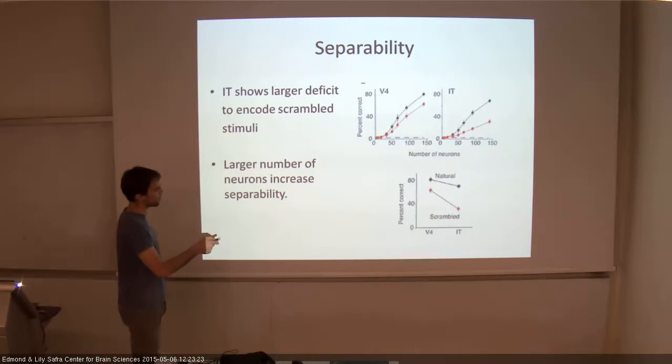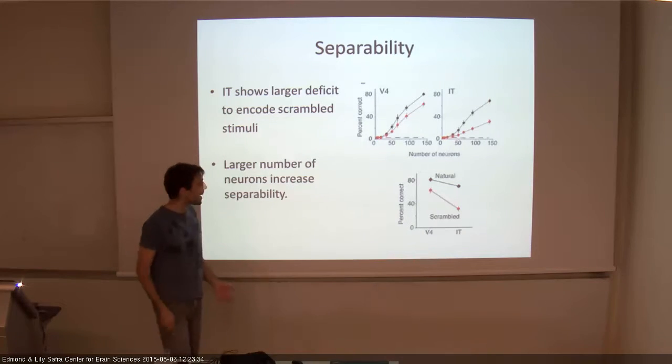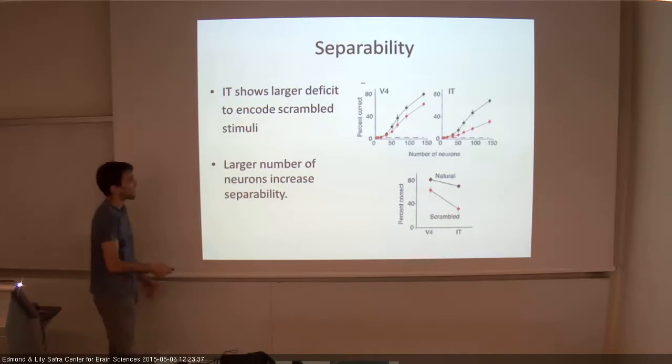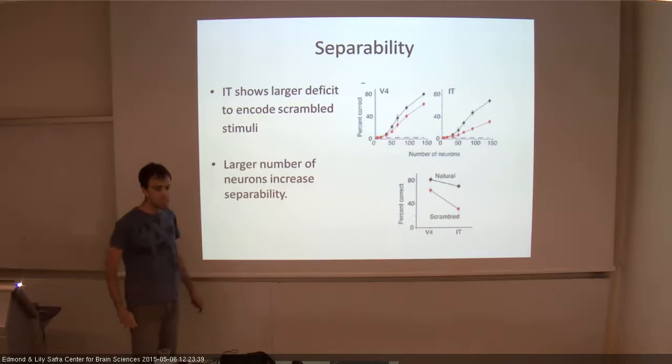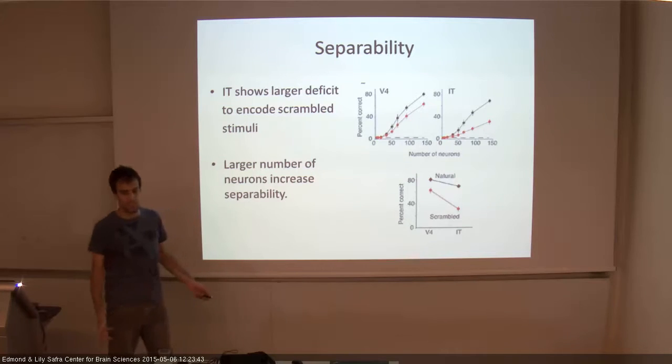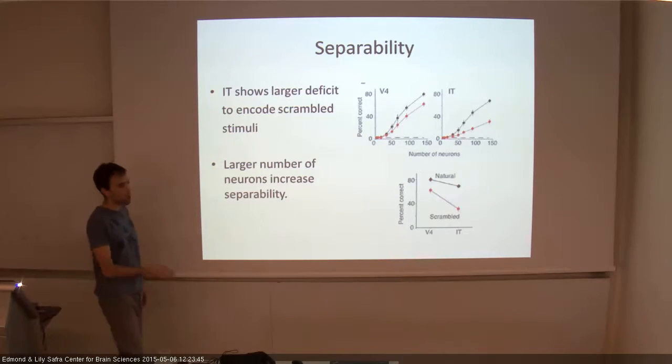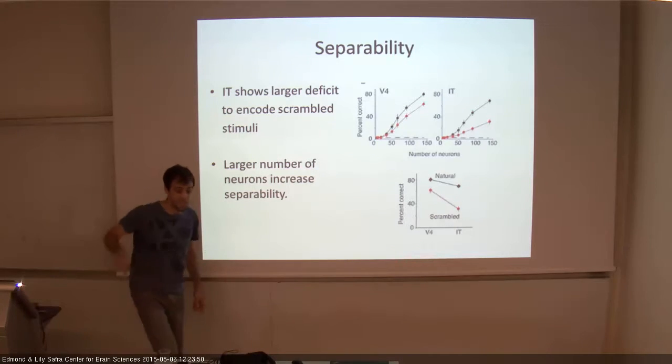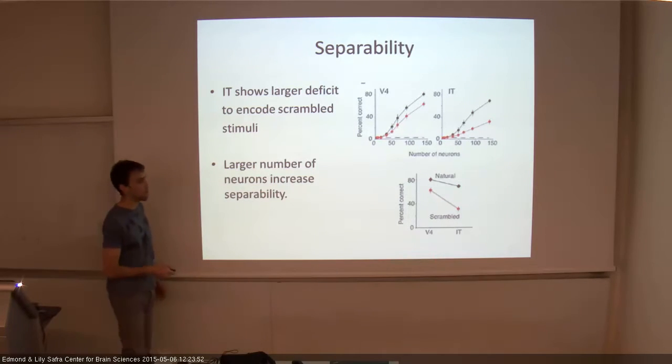You can see both here and here, when we talk specifically about 140 neurons, that there is a huge difference in the performance of IT. And why is it so? We can say that probably this is because IT is not sensitive to low-level features, and V4 is a bit more sensitive to it. Therefore, when we talk about classification that is based only on low-level features, IT has much more of a problem doing it.